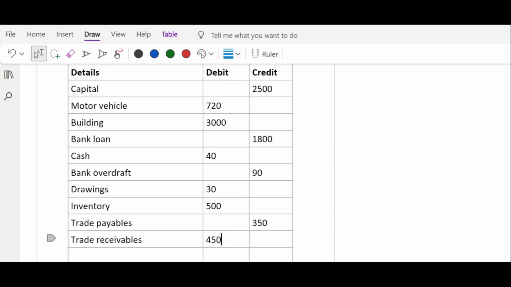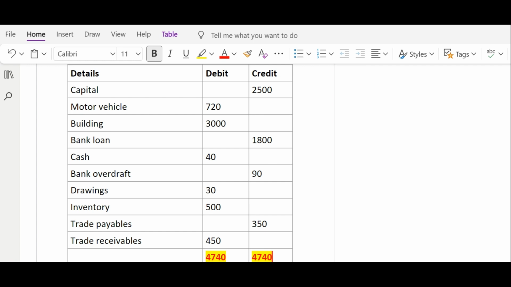We can now total them up and see whether the debit side tallies with the credit side. So the debit side balances add up to 4,740 and the same with the credit side, which means we have done it right.